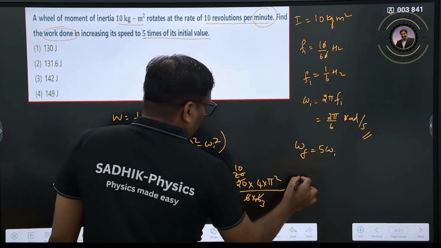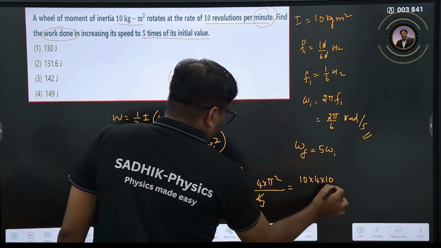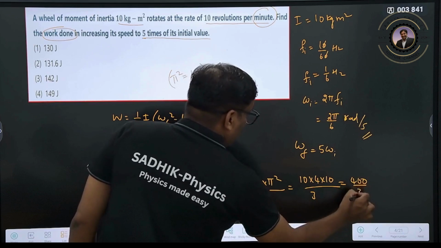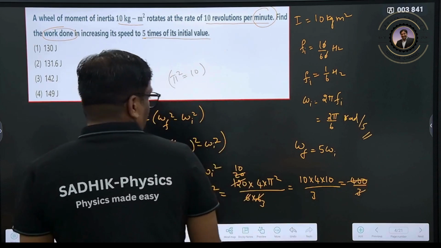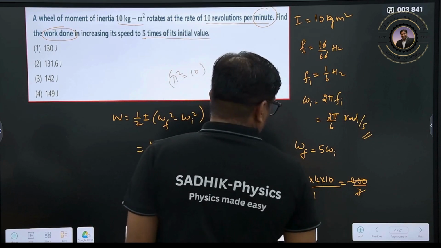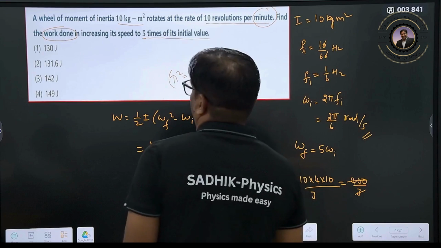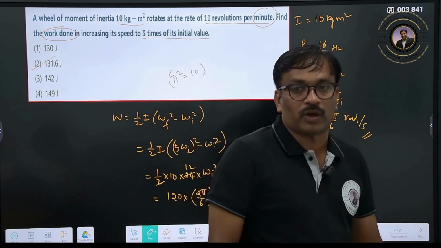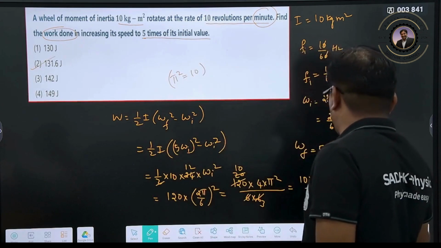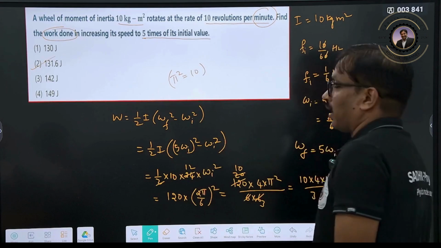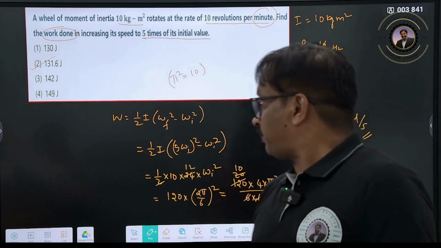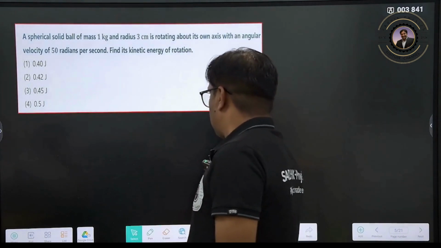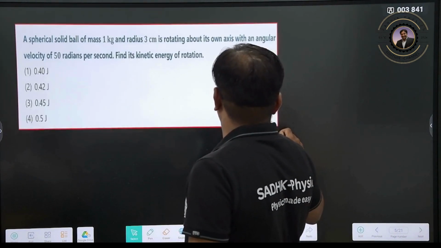So you can write it as 10 into 4 into 10 divided by 3, that means 400 by 3. Therefore, how much will I get? Nearly 131, so you can expect the answer nearly 131.6 joules. Try this one. Clear? In this way, you can rewrite it. Therefore, we'll do one more question here.